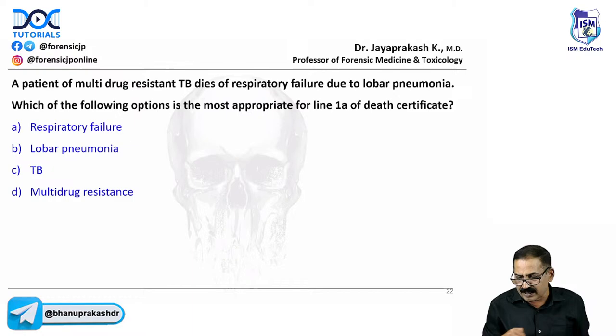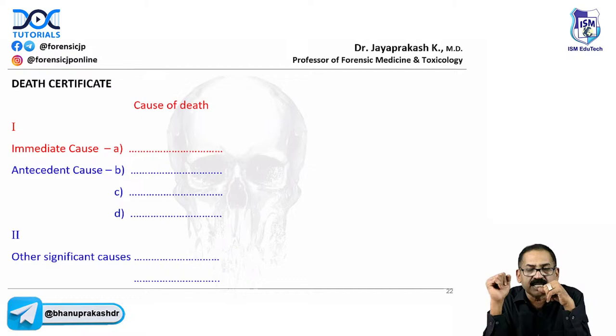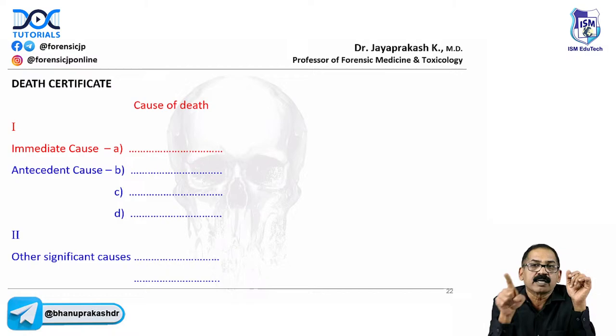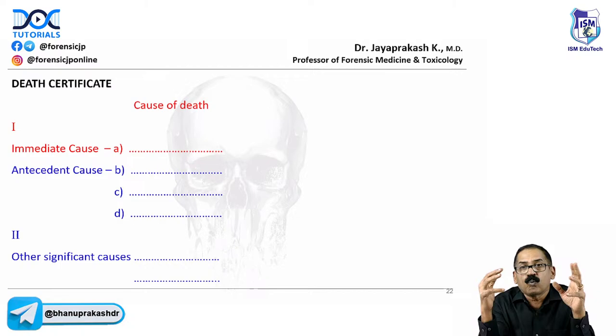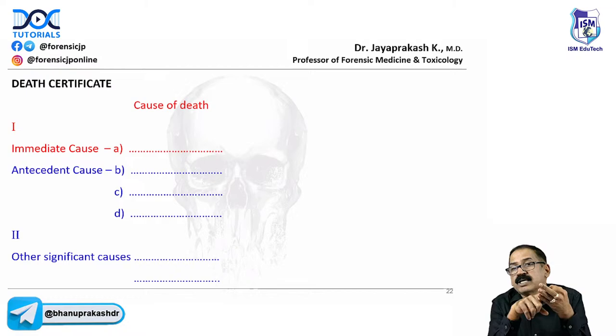Respiratory failure, somebody answered. Look here. This is the format of medical certification of cause of death, MCCD. Immediate cause under Roman 1A. Immediate cause is always 1, that is 1A. What has given rise to 1A is antecedent cause. And the antecedent cause may be B, or B and C, or B, C and D, or B, C, D, E, any number.